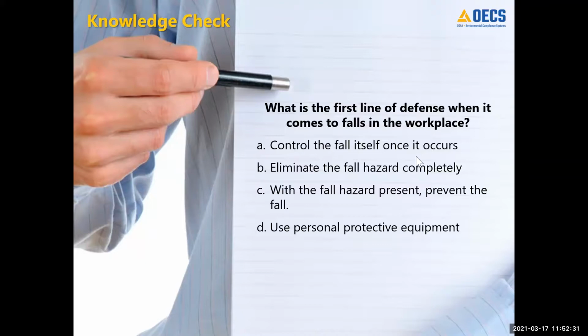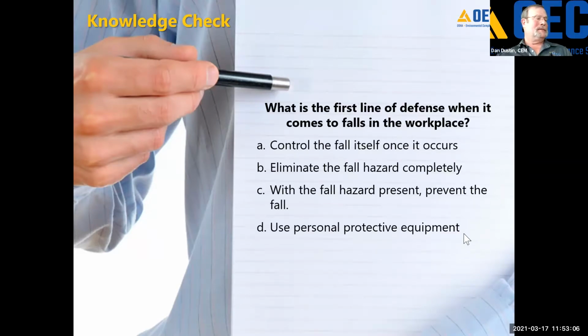We have about 40% who have voted. I'm looking for at least 70%. All right, there goes a few numbers. We've got about 55% that have voted. We'll give everyone about 10 more seconds to go ahead and submit their answers. 5 more seconds. We're at 62%. I know we can get to 70. All right, 3, 2, 1. The answer is eliminate the fall hazard completely. That is the correct answer.